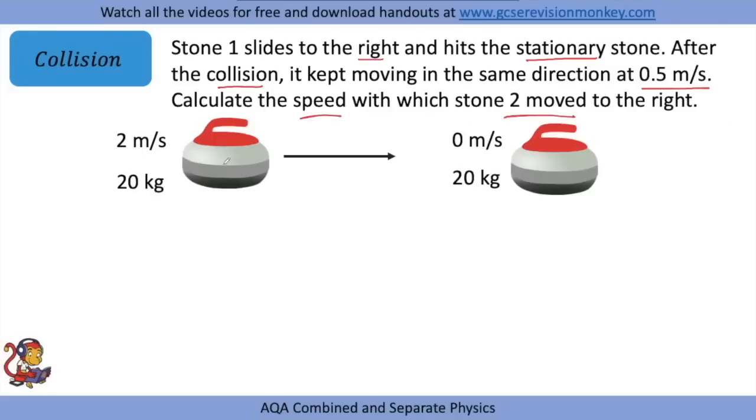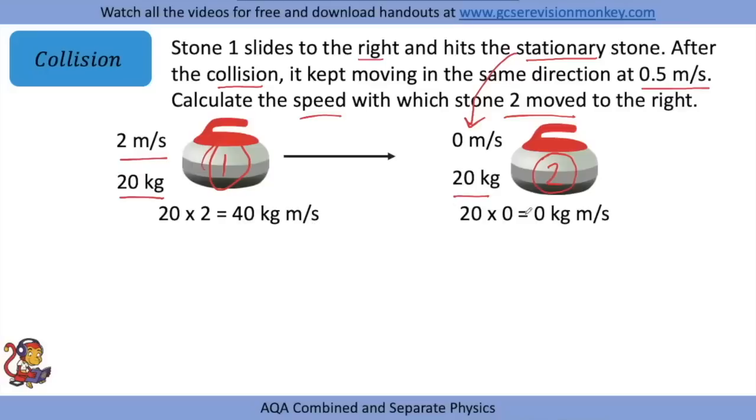So initially, the speed of this stone 1 was 2 meters per second and its mass is 20 kilograms. That was moving to the right and it hits this stationary stone, stone 2. So this tells us that it has a speed of 0 meters per second and it also has a mass of 20 kilograms. So the momentum of stone 1 before is 20 multiplied by 2 because mass times velocity is momentum. So the momentum before of stone 1 is 40 kilogram meters per second. And the momentum before of stone 2 is 20 times 0, which is 0 kilogram meters per second.